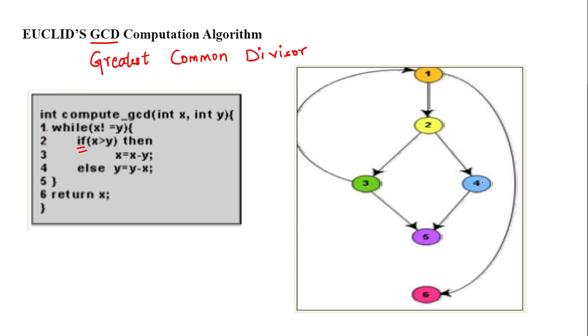else y equal to y minus x. और फिफ्थ पे if आपका क्लोज हो गया, ये आपका if वाला पार्ट था. And at 5 if statement is closed. अब यहाँ पे आप देख लो कि 3 से 1 भी जा रहा है. Why? Because यहाँ पे लिखा है कि while x is not equal to y, जब तक ये while loop चलेगा.